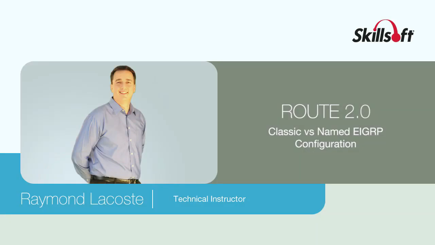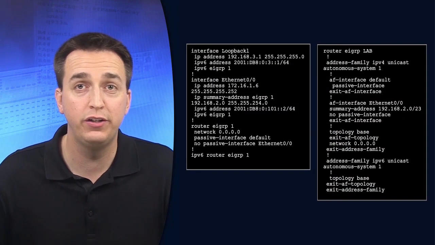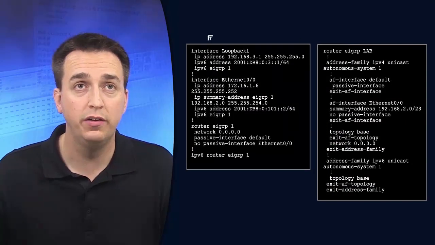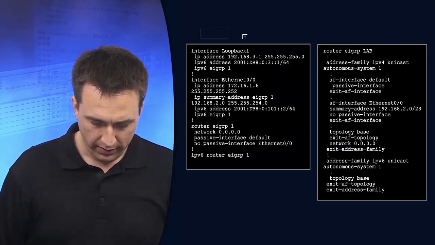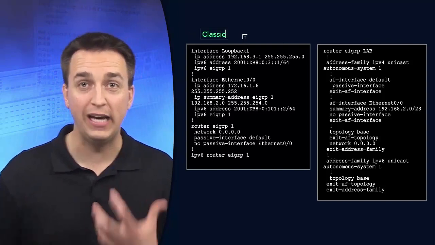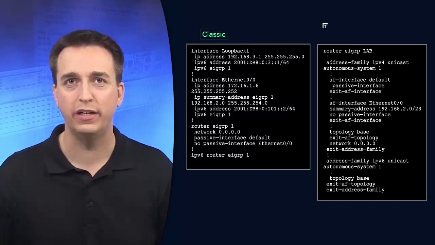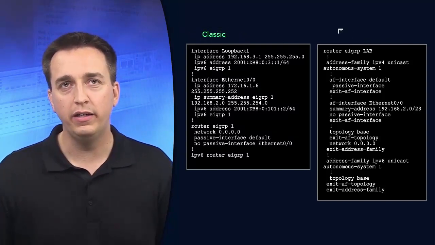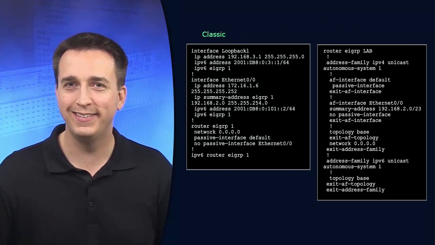So here's a side-by-side comparison of the two configurations. On the left-hand side, we have our classic configuration, as it's known. And on the right-hand side, did I say right-hand side? I think I did.